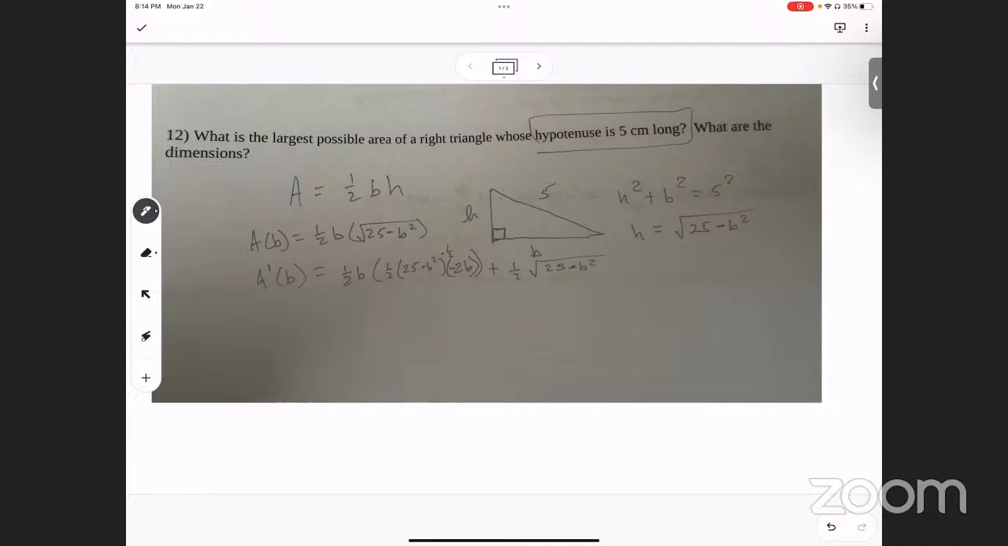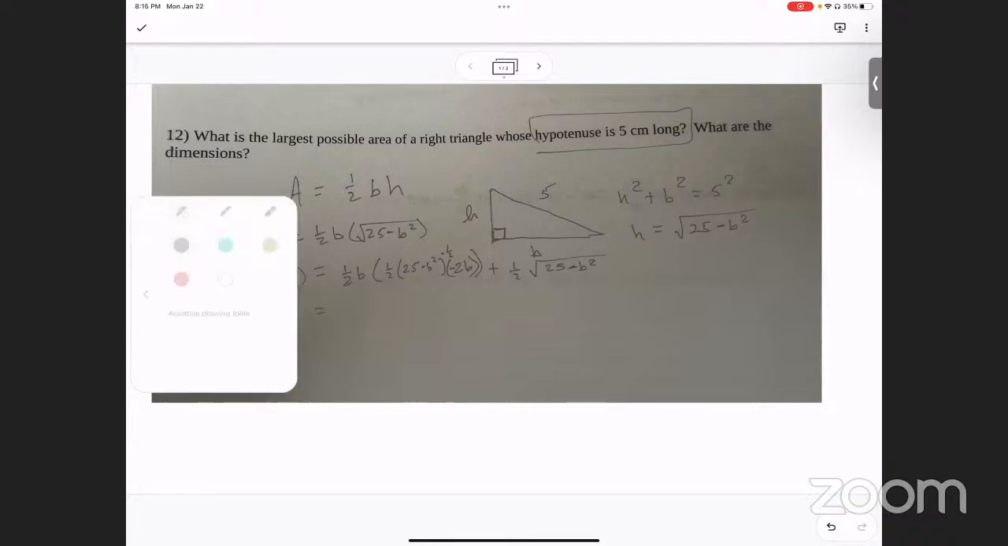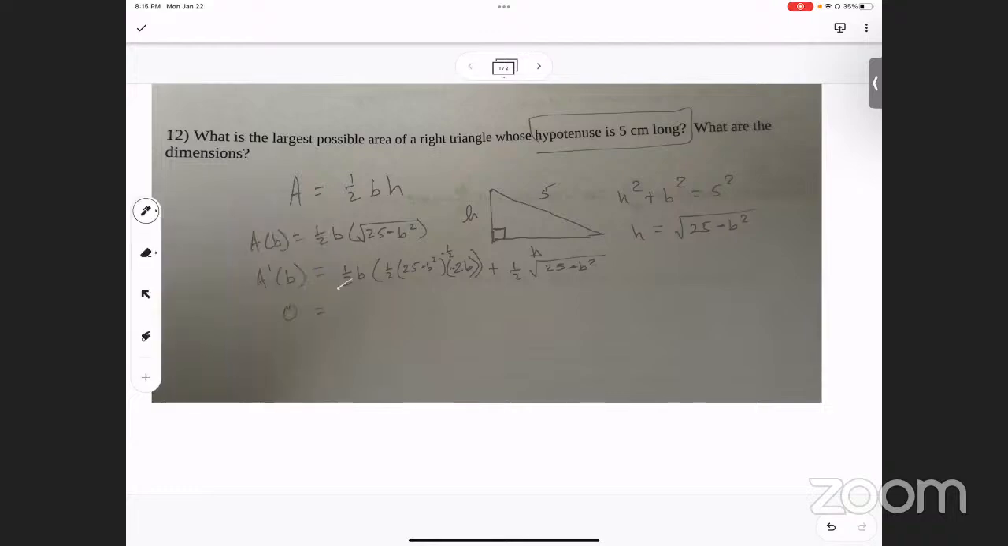Yeah. Okay, so now I'm going to set this equal to 0 because I'm trying to maximize this. Let's simplify this a little bit. The 2's are going to cancel. I'm going to have a negative B squared on the top because B times B is B squared. And on the bottom, I'm going to have a 2 and a square root of 25 minus B squared. Wait, where are you getting the 2 from?